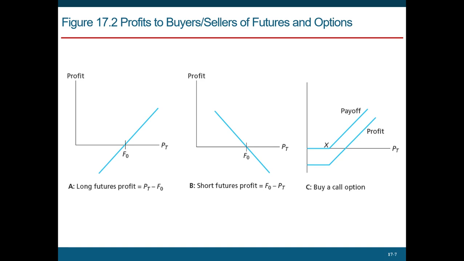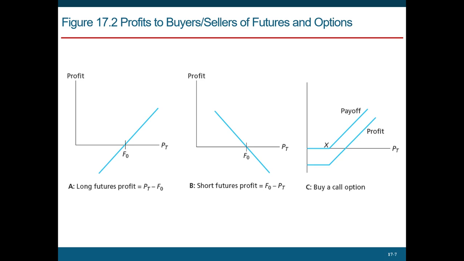So this blue line shows you that when the price of an asset increases beyond the futures price F0, then you will see positive profits for the long position holder. But if the price declines below F0, then there will be losses, right? And the maximum loss for the long position holder is equivalent to the futures price of that asset. But for the potential gain, there's no limitation on how much that long position holder can make in a futures contract. And on the right, you see the payoff for short position holders.